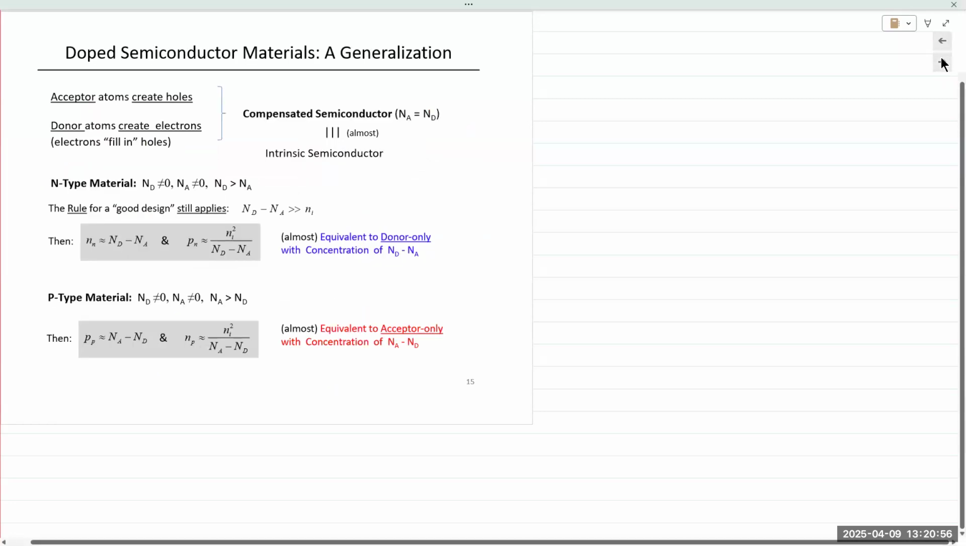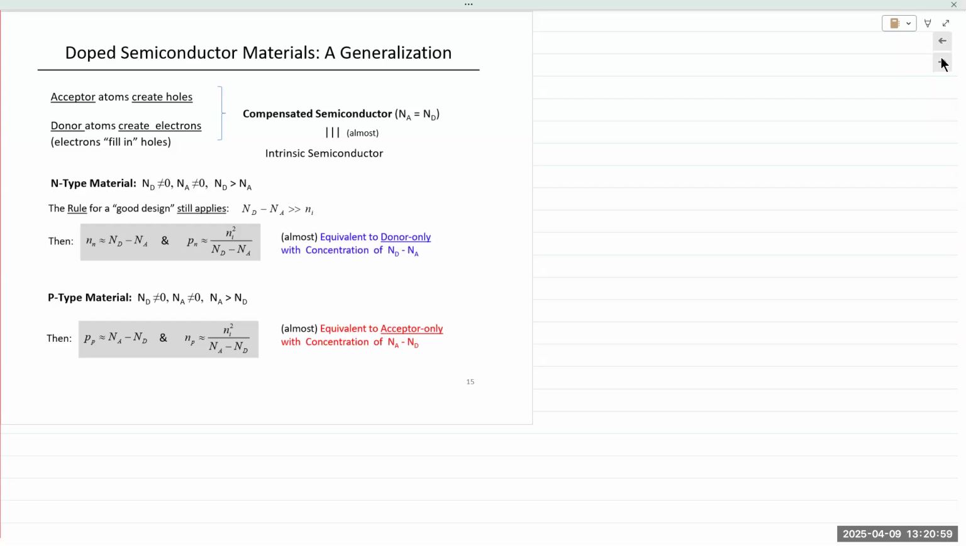The acceptor atoms and the donor atoms are both ionized, because the donor atoms are donating an electron, so they have one extra positive charge, and the acceptor atoms are accepting an electron, so they have an extra negative charge. So they're ionized. Acceptor atoms, thus we say, create holes or positive charges. And donor atoms, of course, are donating electrons. Hence, we say that they're creating electrons, meaning an N-type material.